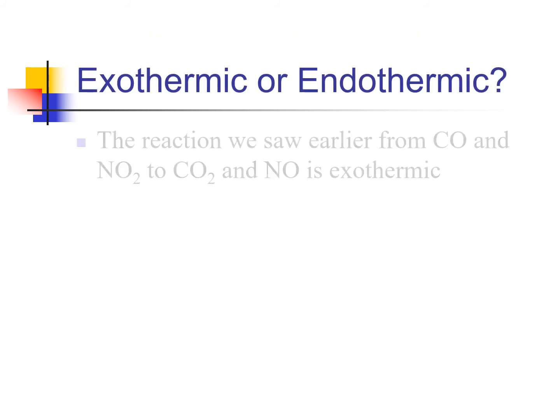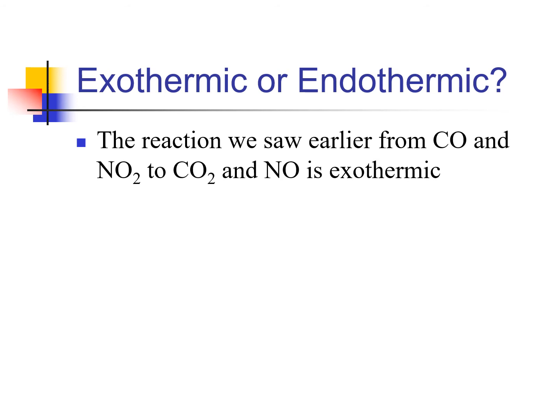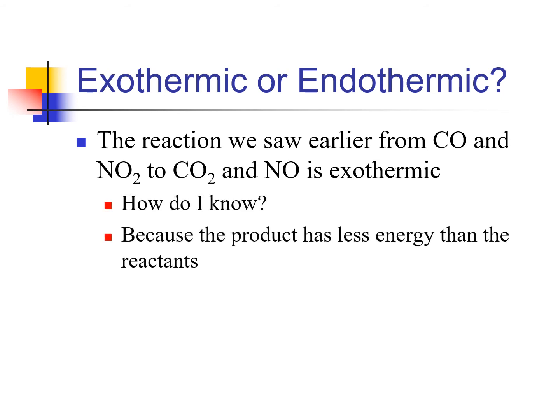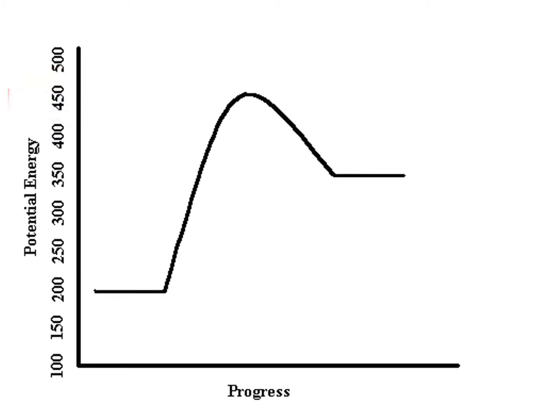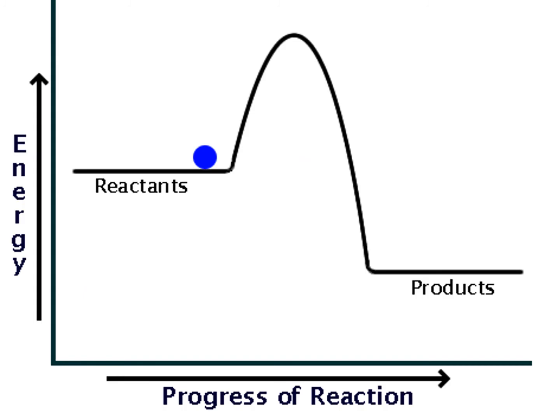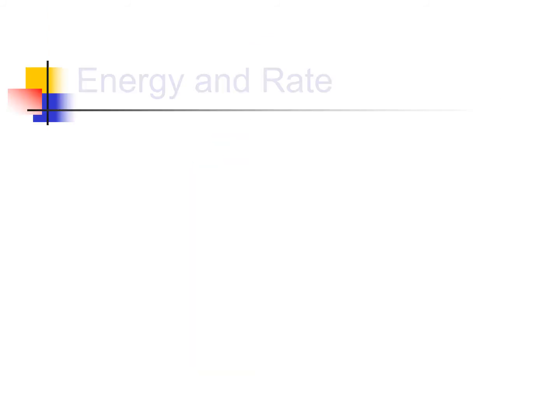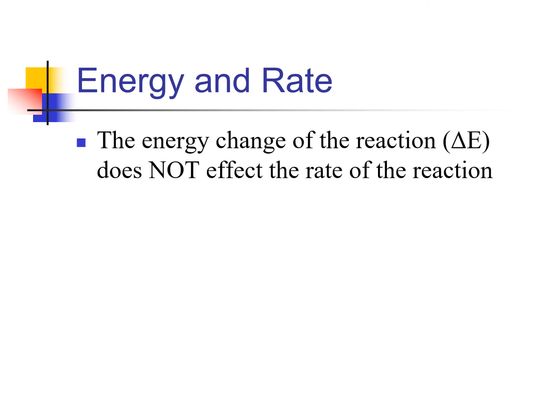Now, exothermic or endothermic. The reaction we saw earlier was exothermic. How do we know? Because the product had less energy than the reactants. That's as simple as it is. If the products have more energy, then it's endothermic. This is generally how an endothermic reaction looks. Here at the left, we have our reactants. Here at the right, we have our products. And we can see that the products are higher in energy than the reactants. That means endothermic. In reverse, this would be exothermic.